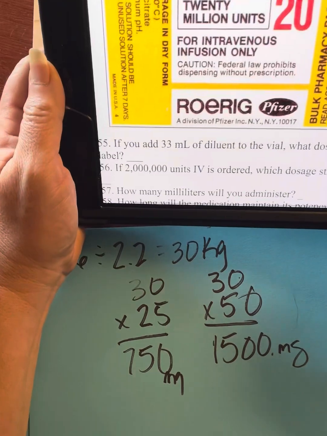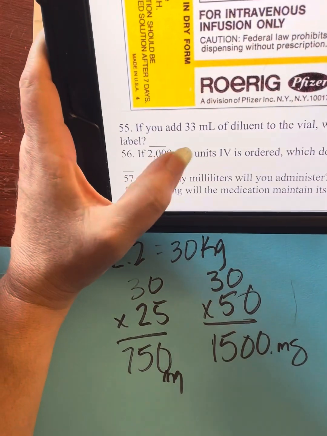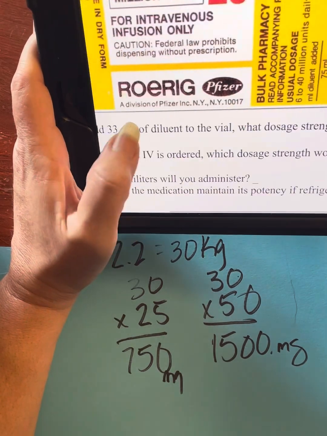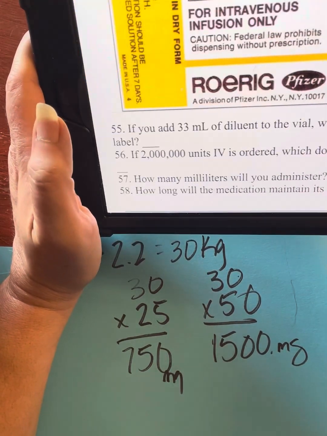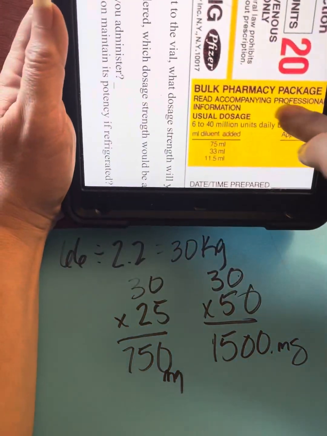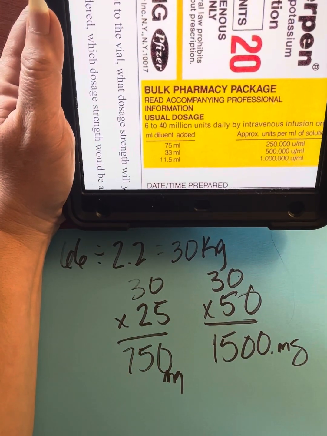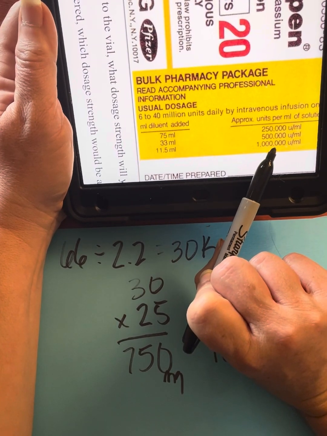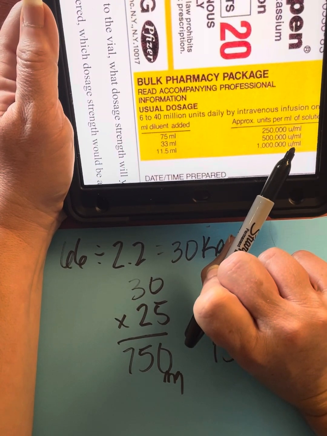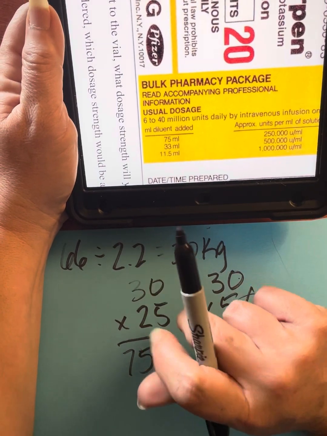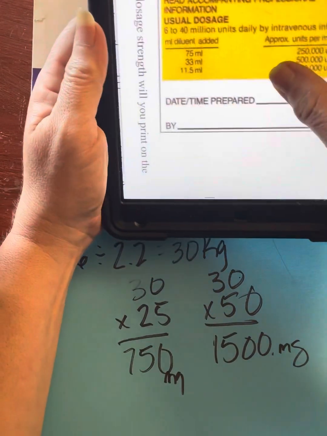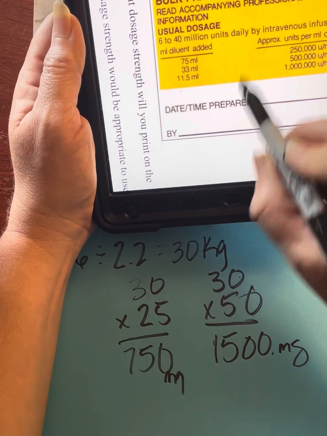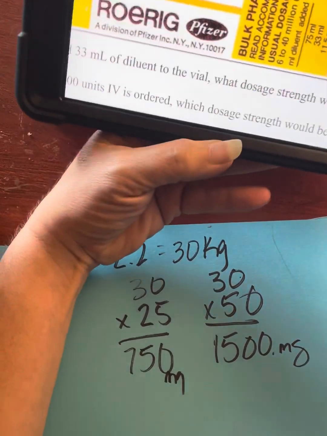Here we go. So, if you add 33 milliliters of diluent to the vial, what dose strength will you print on the label? Let's see. If we added 33 milliliters, we would put 500,000 units per milliliter on the label. See, look, date prepared, your name, and then you need to let them know. You're going to circle which one of these you did, actually.